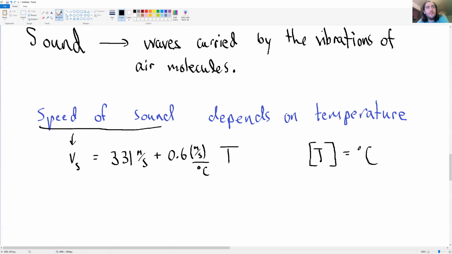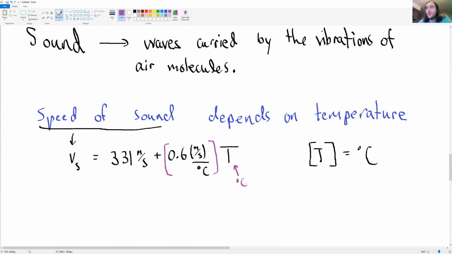The book has done something kind of nice for us, and they've made sure that this factor out in front is the correct factor when the temperature here is plugged in as degrees Celsius. So they've taken care of that for us. We can just plug in degrees Celsius, and we're okay.